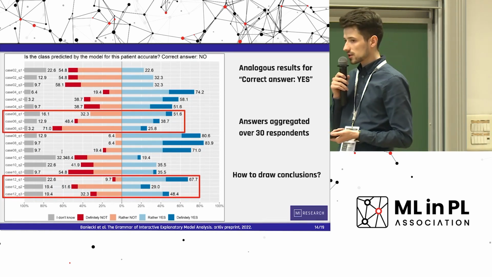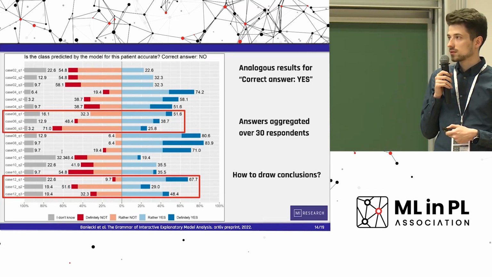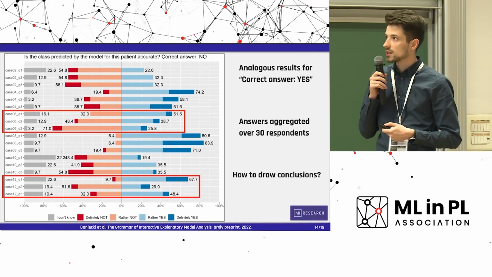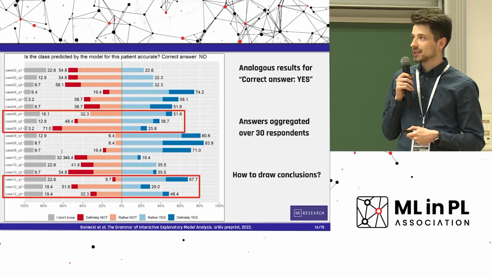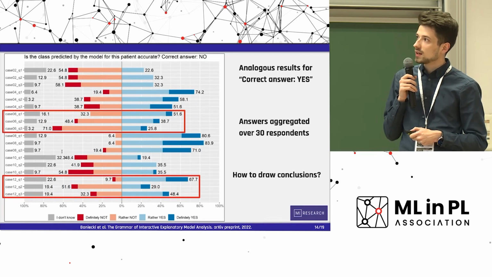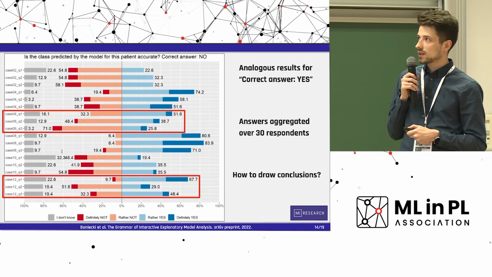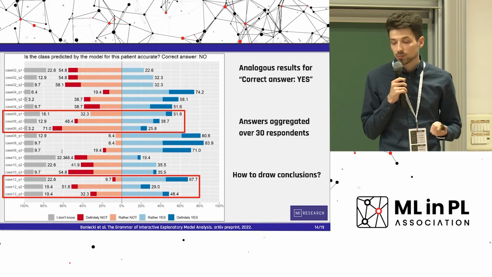So the model was actually wrong in these cases, and we wanted to see if people would be able to distinguish that these are wrong predictions based on the explanations. So here I highlighted the most obvious case. This is case 6, so patient 6. And here we see that after showing only one explanation for this prediction, most people said that this is probably a proper prediction.